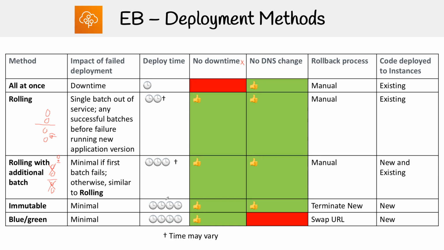But I think immutable is extremely safe and a good deployment methodology to use. And then last we have blue-green, and blue-green is very, very similar to immutable, where it will replicate all the servers.